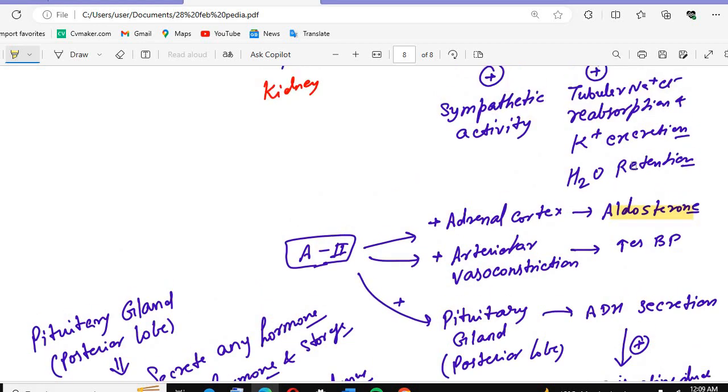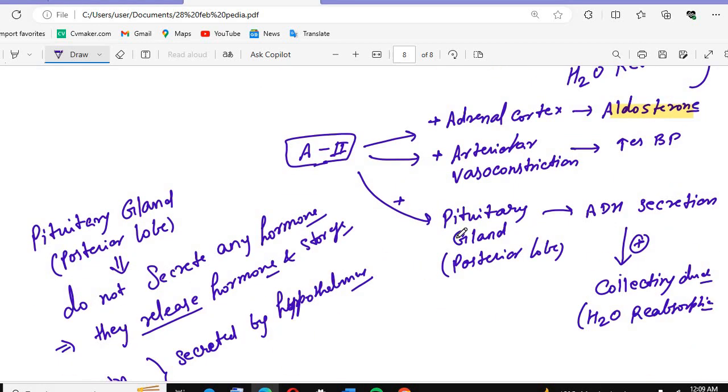Then you can see there is a tubular reabsorption of the sodium and water. Then arterial vasoconstriction, there is an increase in the BP. The pituitary gland releases the ADH secretions, and angiotensin helps stimulate ADH secretion from the pituitary gland, and it will act on the collecting duct, that will help in water reabsorption. Okay.